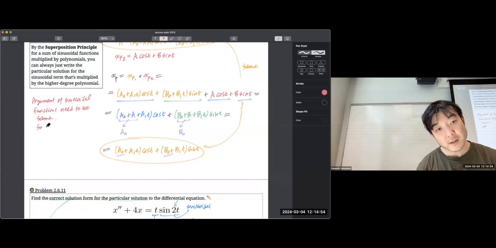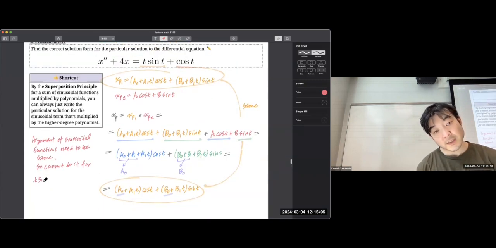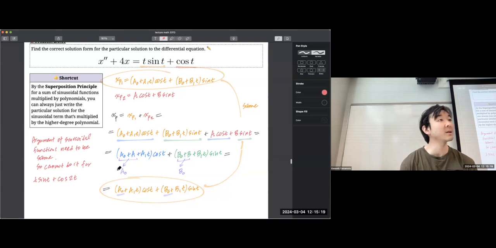So you cannot do it for something like what we have, sine of t here. You cannot do it for t sine of t plus cosine of 2t. This won't work because for cosine of 2t, you'll have an x_p2 that has a cosine of 2t and b sine of 2t, and combining will not work because those are going to be distinct terms. So you cannot do it because this one has a different argument.